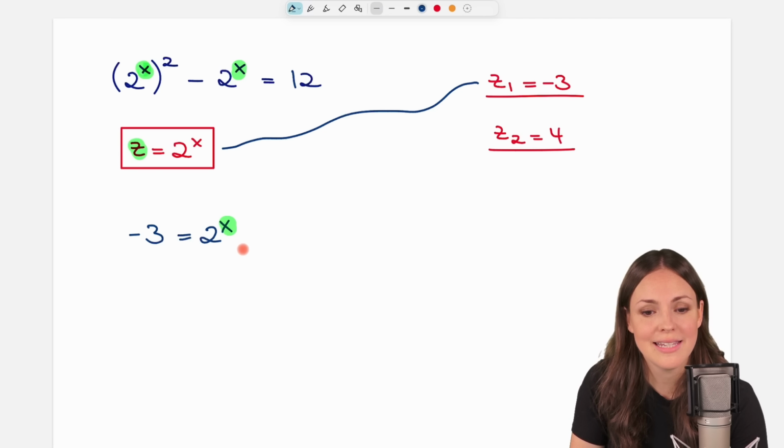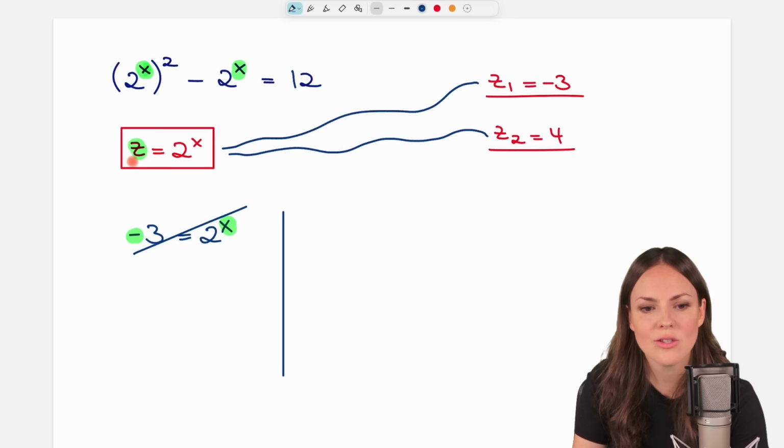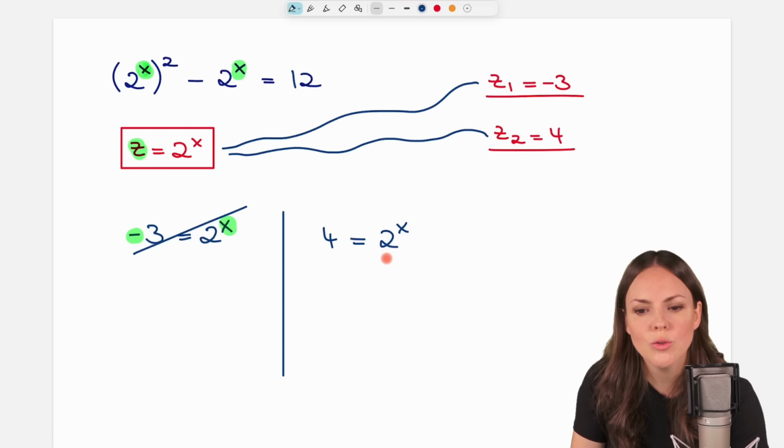But the thing here is that we have 2 to the power of something should be equal to something that is negative. That is not possible. So we don't get any solution for our x here. Okay, but we still have a second z solution, so let's take the 4 this time. Let's insert it here for our z, and let's see if we find a solution then for our x. So instead of z, we're going to write a 4, and this is equal to 2 to the power of x. 2 to the power of what is equal to 4?